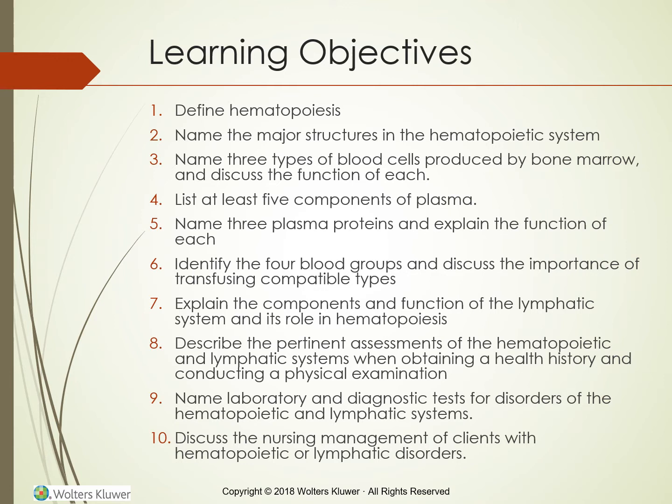Name 3 types of blood cells produced by the bone marrow and discuss the function of each. List at least 5 components of plasma. Name 3 plasma proteins and explain the function of each. Identify the 4 blood groups and discuss the importance of transfusing compatible types.